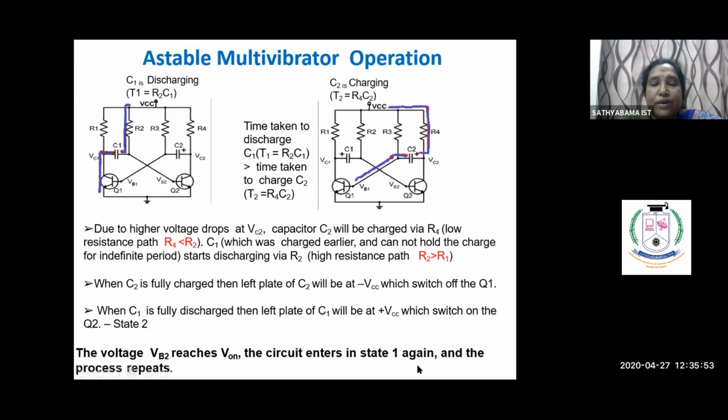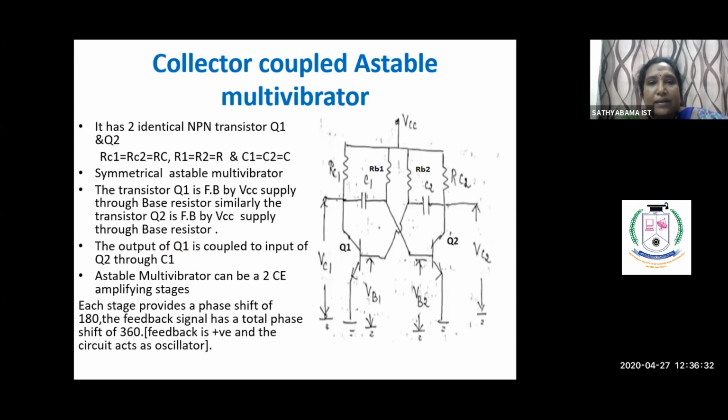Got it? Initially we keep transistor Q1 on and Q2 off. After that, because of the charging and discharging of capacitances C1 and C2, the state changes to the other one. That is, Q2 goes to the on condition and Q1 goes to the off condition, and this process repeats, on to off to on. Once you understand the basic concept of the Astable multivibrator, it is very easy to analyze the types of Astable multivibrator.